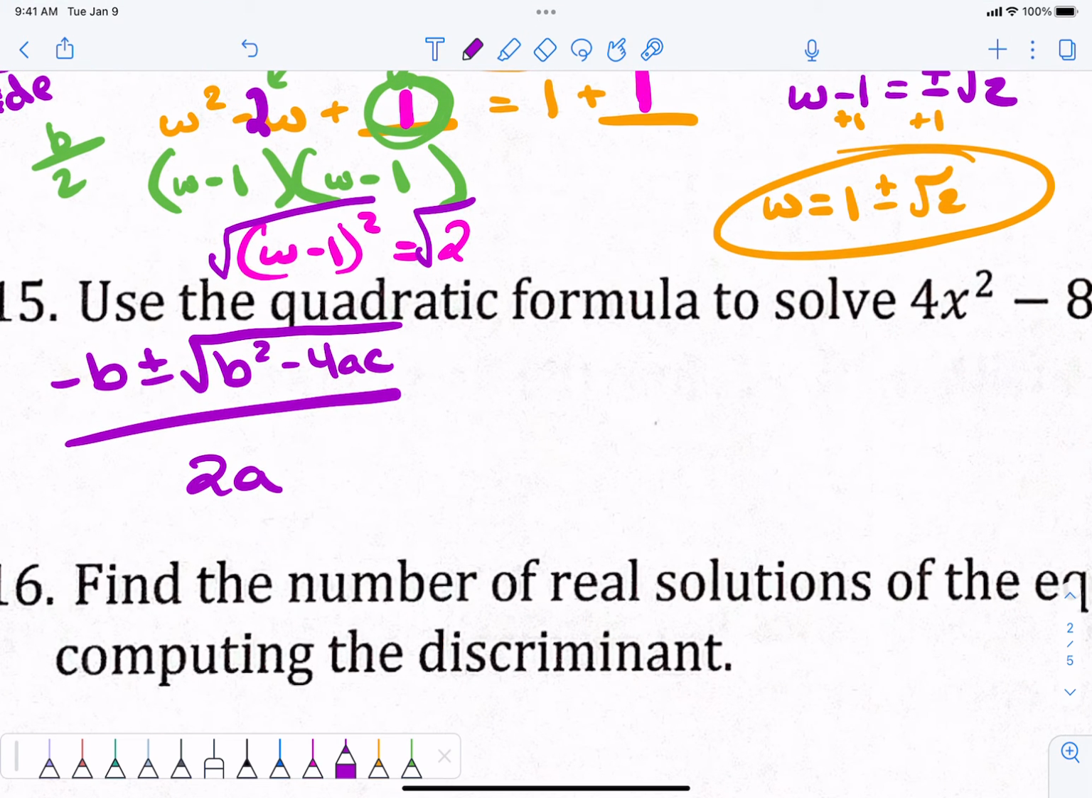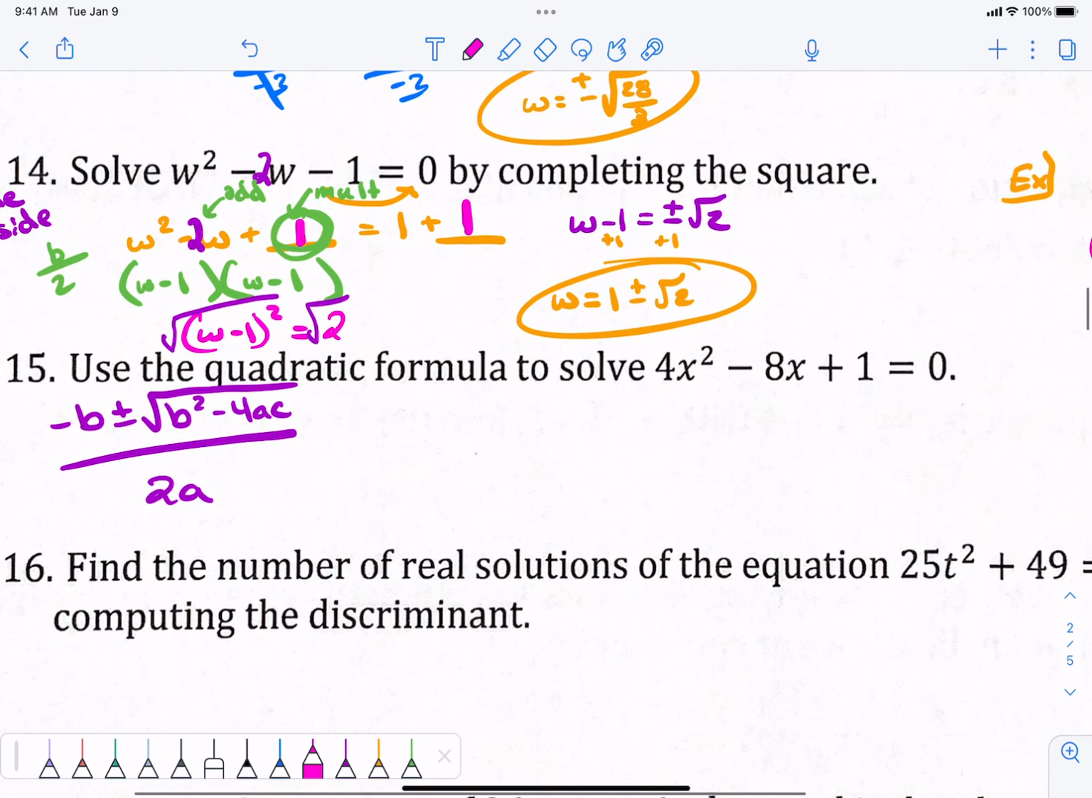Okay, there's your quadratic formula. What is it? Negative b plus or minus the square root of b squared minus 4ac, all over 2a. All right, let's write out what a, b, and c are. A is 4, b is -8, c is 1.